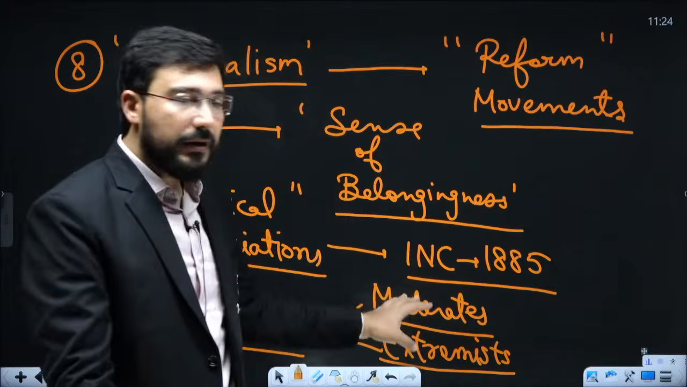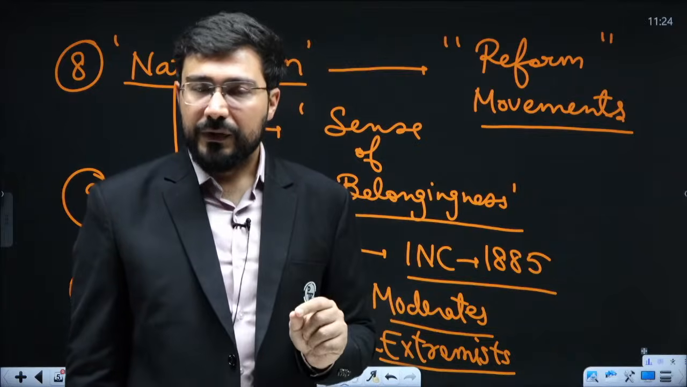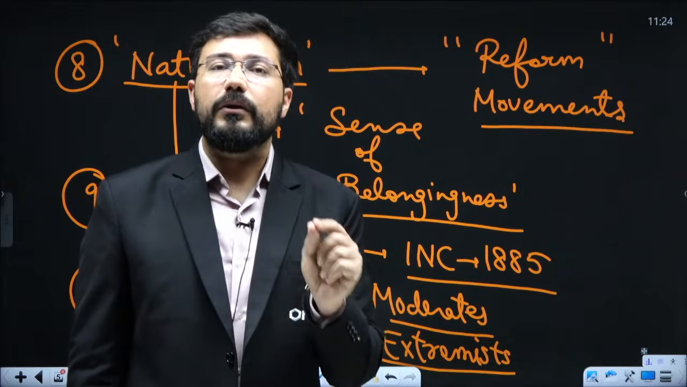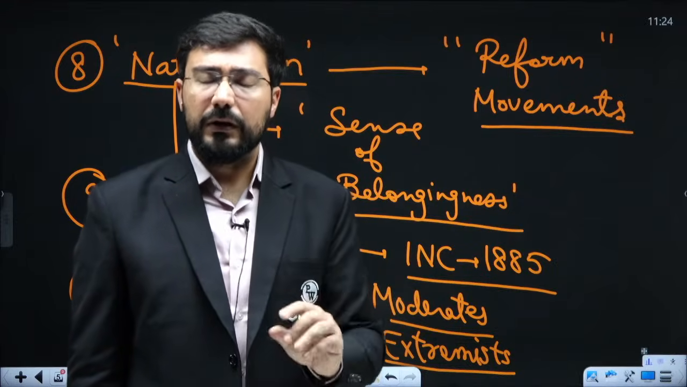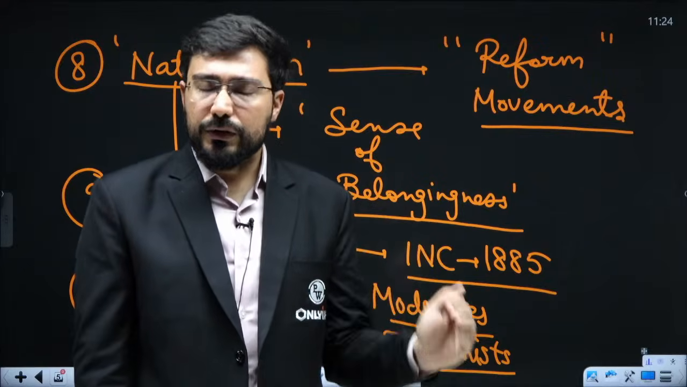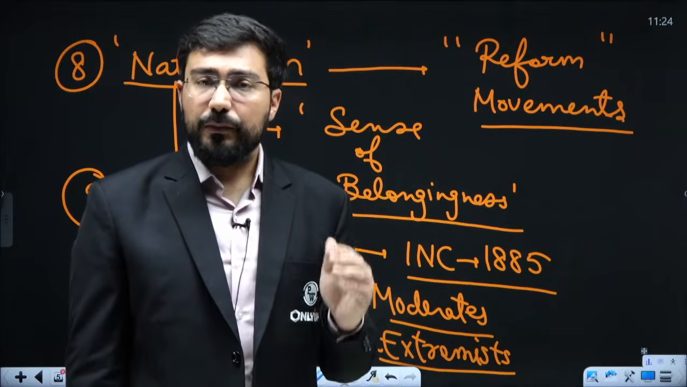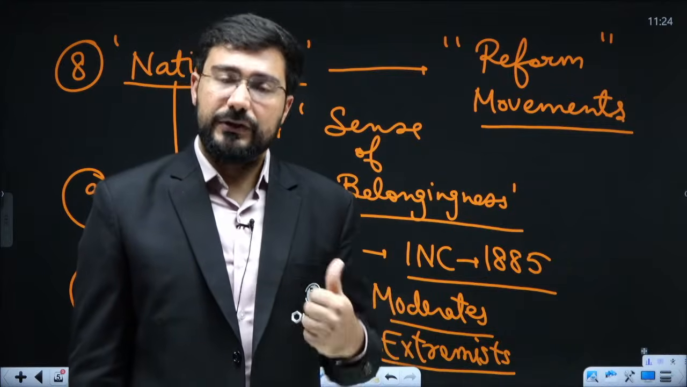So the extremists as a group were now working on the principle of Bahiskar, that we will not cooperate with the government in any sense. They also became responsible for the rise of the Swadeshi movement. Even though the Swadeshi movement resolution was taken by the moderates, the pressure which was created on the British was essentially created by the extremists.